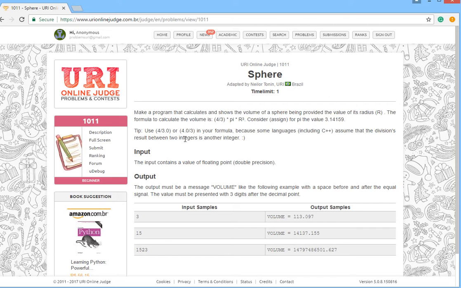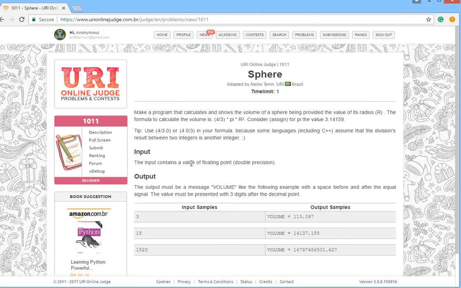In order to get that answer, we should have 4 over 3.0 or 4.0 over 3. If we do it like this, no problem, both of them are the same. The result of this division will be a decimal number. Okay, don't forget to do this in our formula, otherwise we will not get the same answer. Here we have the formula, and here is a tip, remember this.